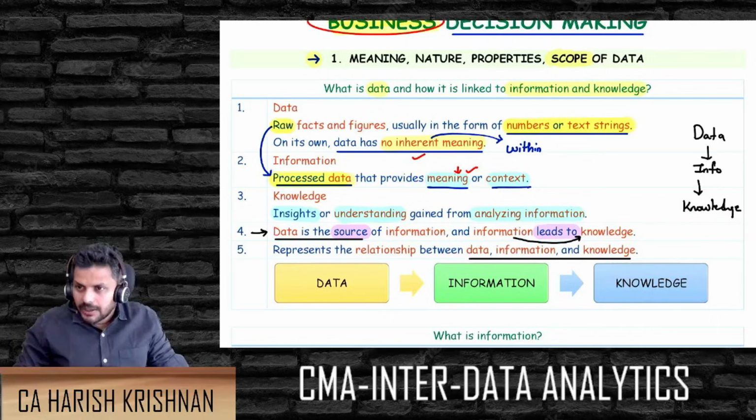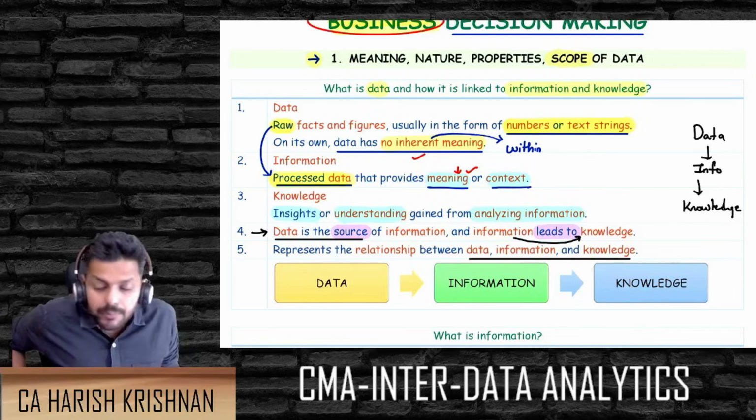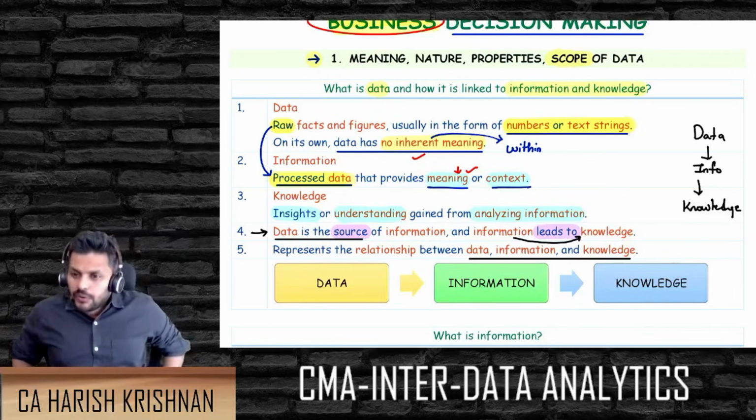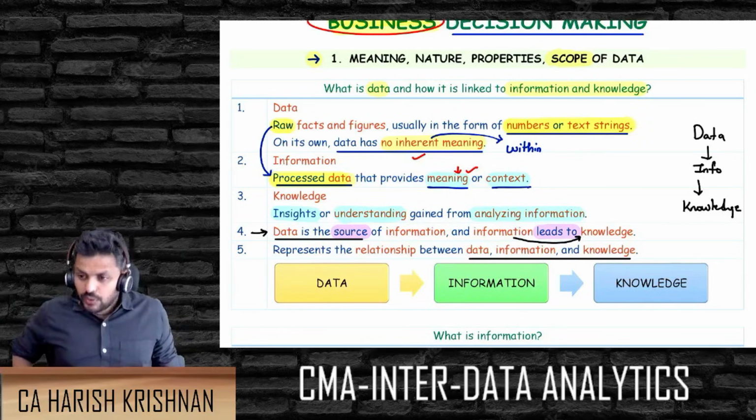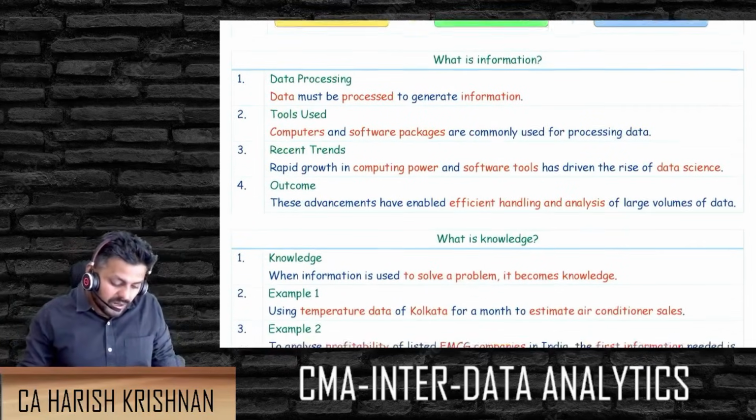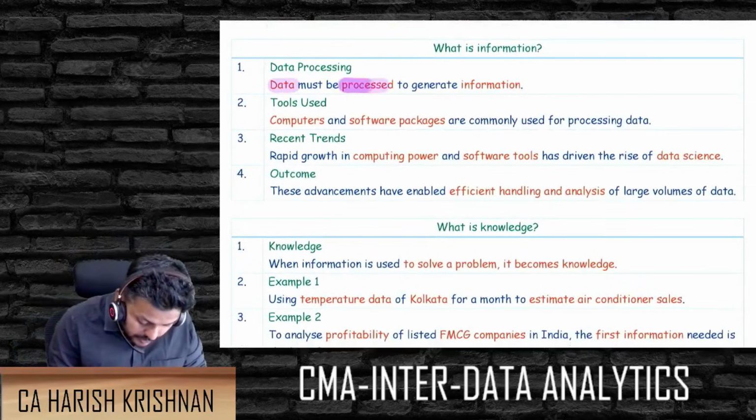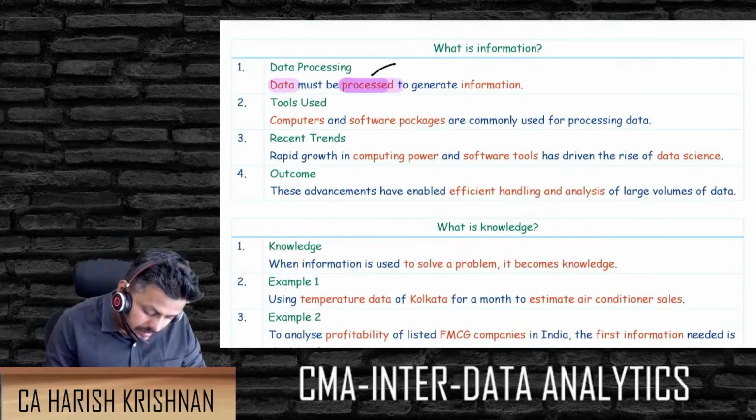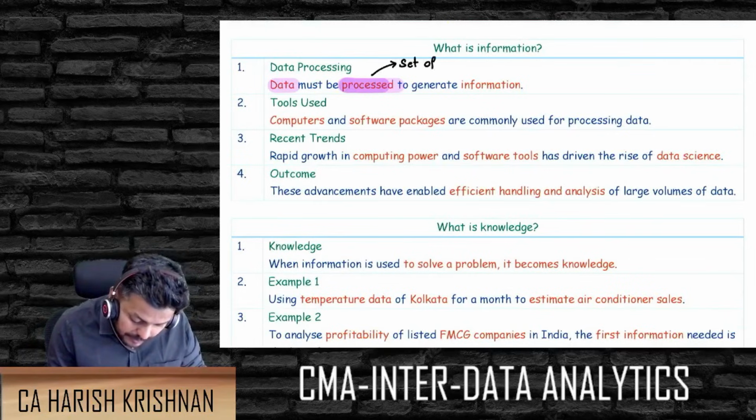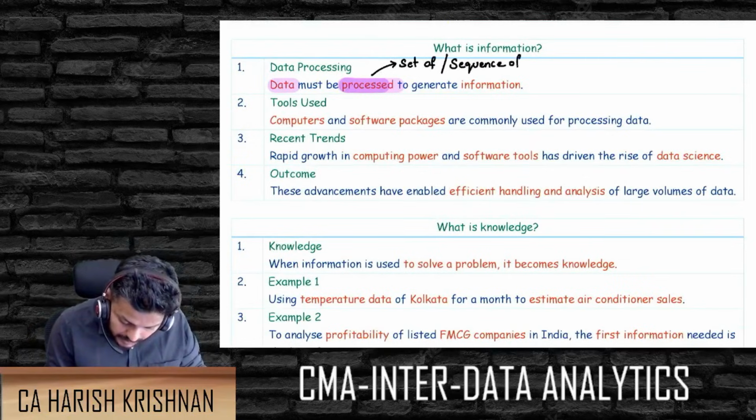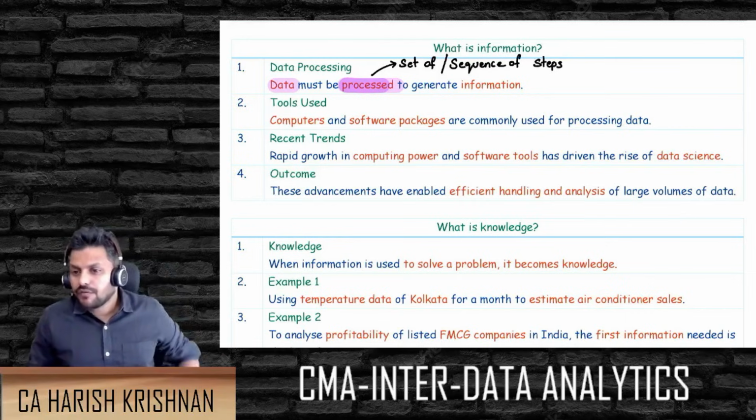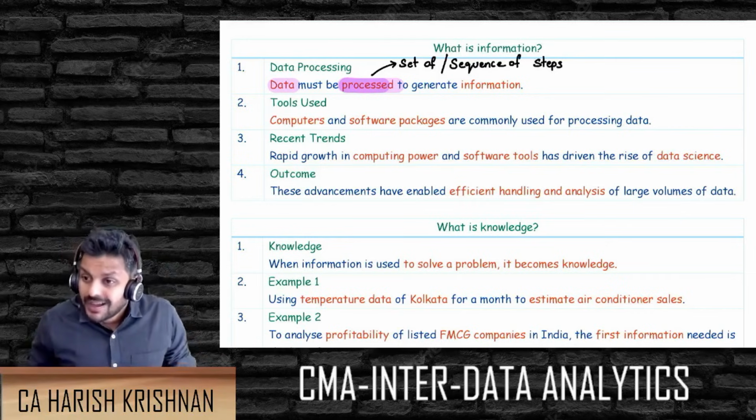Okay. So guys, let us now, before that, as I just introduced you to the word data processing, what does it mean? How is it used? What are we going to do in that? Let us see all that with the next part. What is information? If you see that, data must be processed. Processing means a set of activities, a set of or a sequence of steps applied on the data.